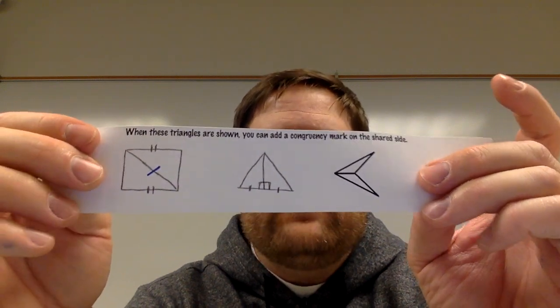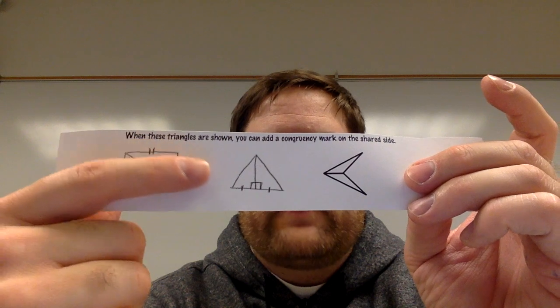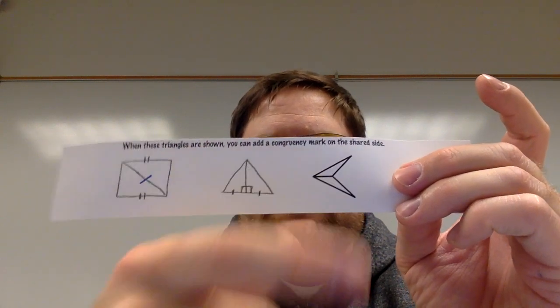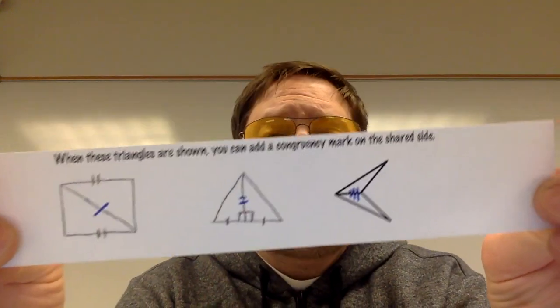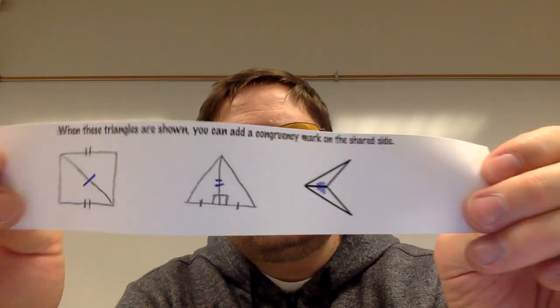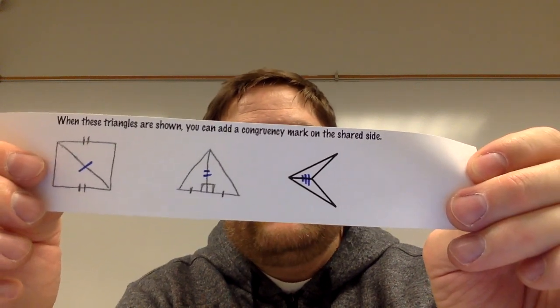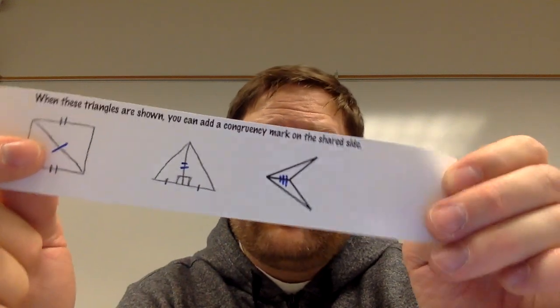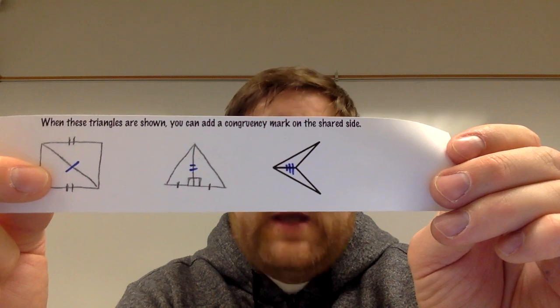Go ahead and see if you can put tick marks identifying the reflexive sides on this triangle and these triangles. I'll give you a moment. There you go. So, if you have two triangles that share a side, I want you to always put tick marks there to indicate that that side is congruent on both triangles. Let's take a look at the bottom part.